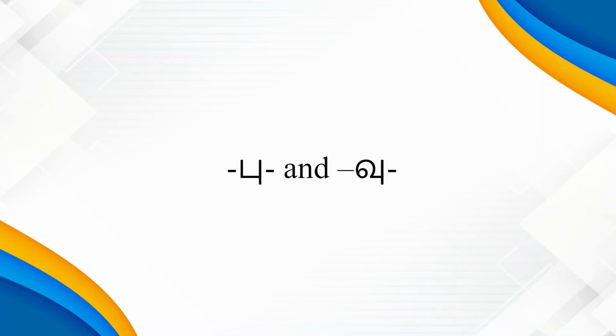Next, we will discuss how the third group of suffix markers, pu and u, are conjoined with the verb stem to form a verbal noun. We will examine the specific phonetic rules and stem changes that occur when these suffixes are attached, noting how they often transform a simple action into an abstract noun.